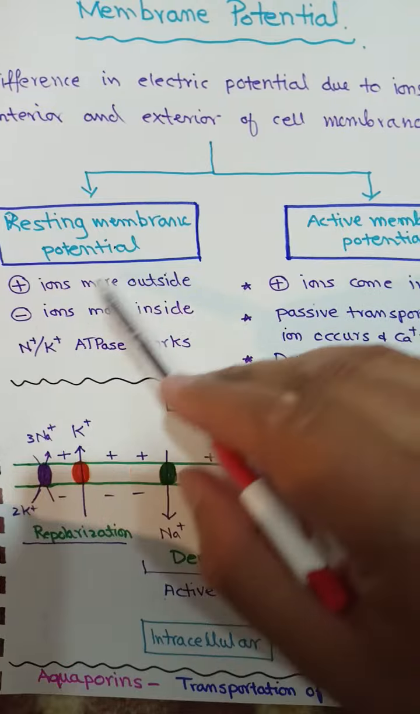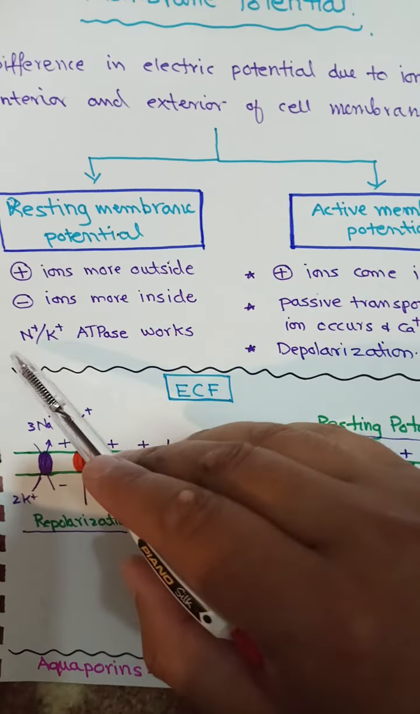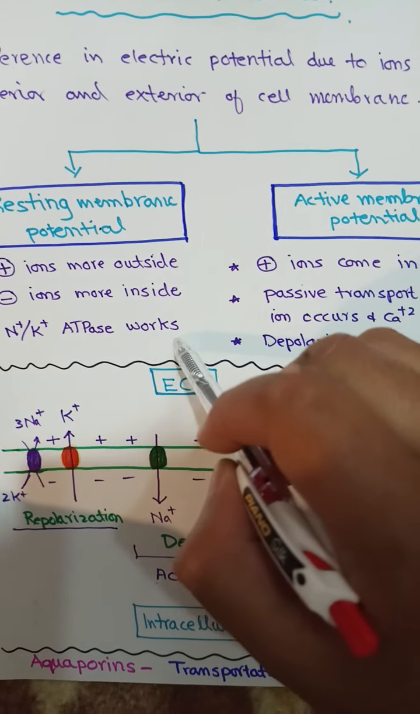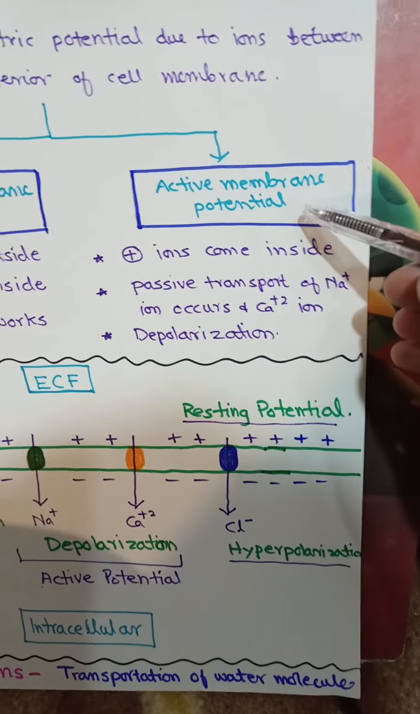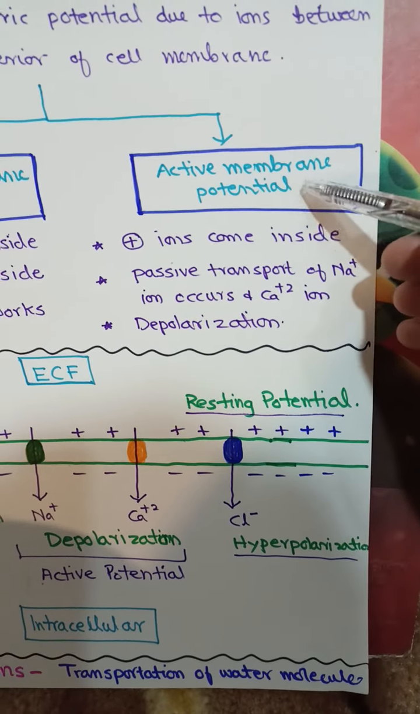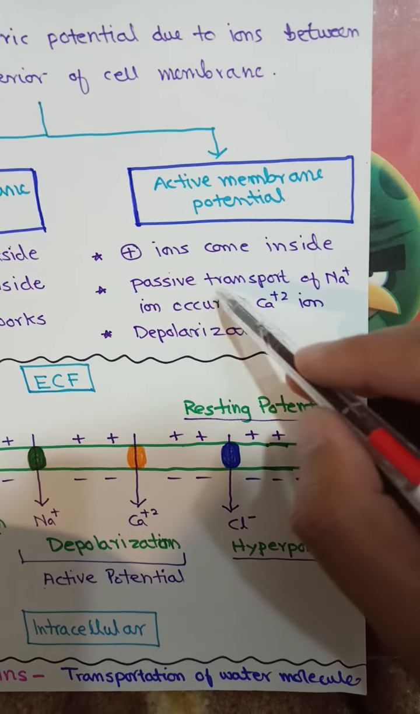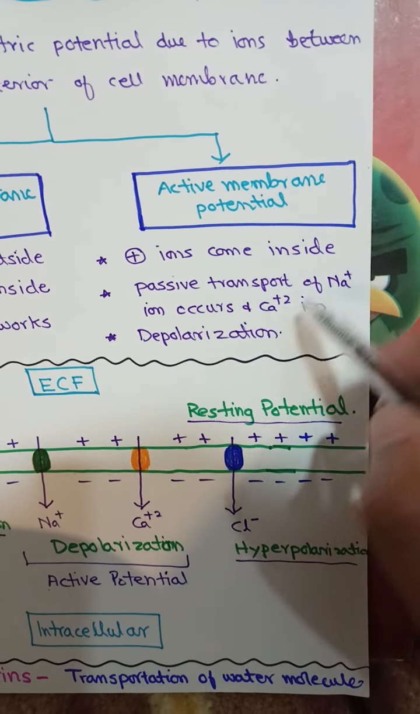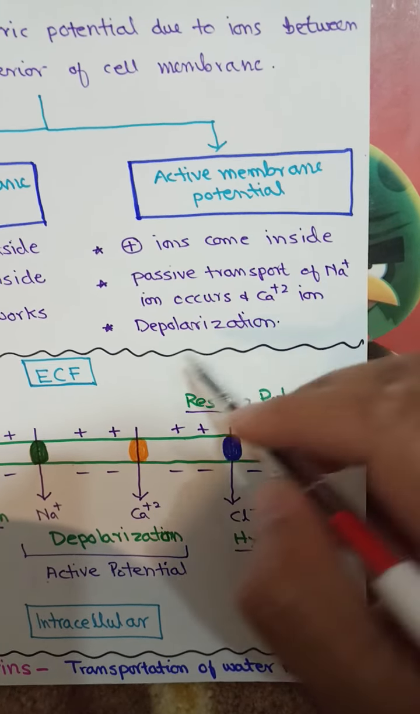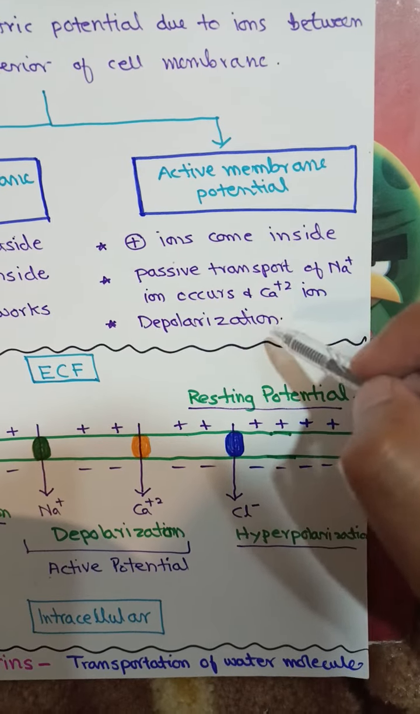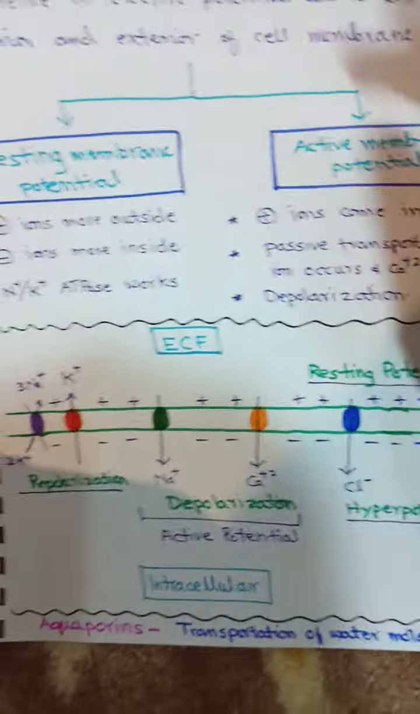This resting membrane potential is developed because of sodium potassium ATPase and some other ATP dependent transportations. Active membrane potential: during the active membrane potential, positive ions come inside, and passive transportation of sodium ion or calcium ion is responsible for it. This phenomenon is also known as depolarization of the membrane. Nerve impulses are transmitted through this phenomenon.